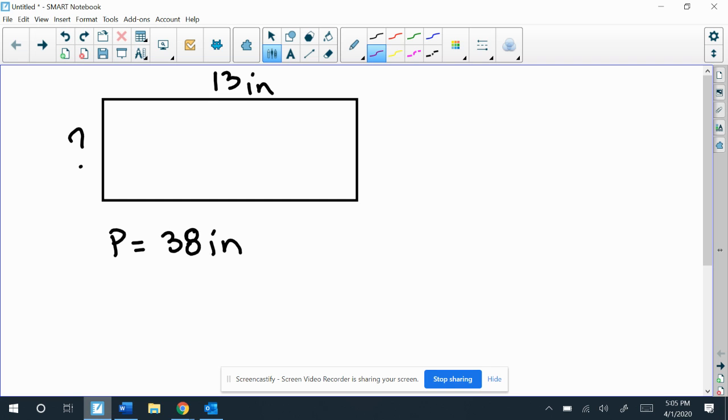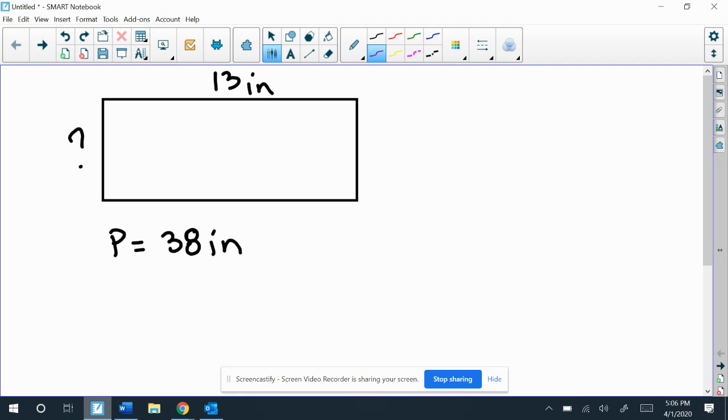Hi, today we are going to find a missing side if we are given perimeter or area. So for this first example, I want you to do it with me, and then the next couple, I'll give you a chance to solve first. So when we're looking at an example, we need to see what is given.